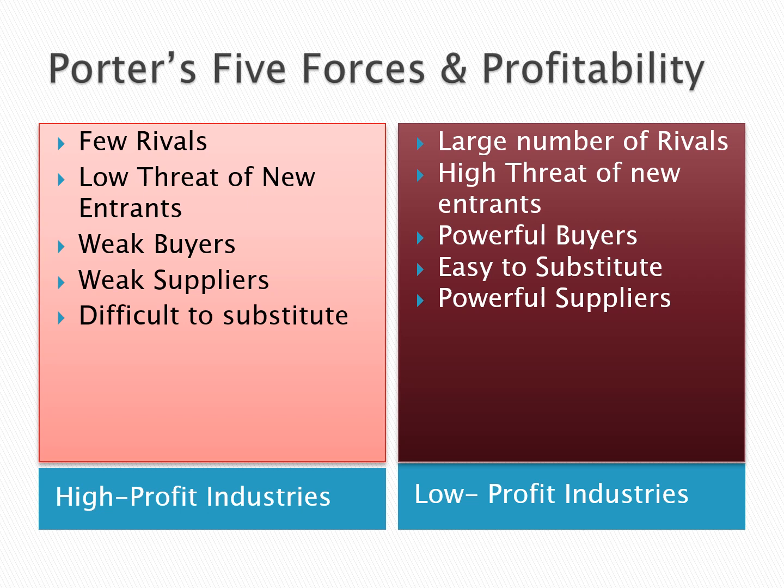As you can see, high profit industries will have few rivals, face low threat of new entrants, will have weak buyers, products will be difficult to substitute and weak suppliers. Low profit industries, on the other hand, will have opposite features of large number of rivals, will face high threats of new entrants, powerful buyers, products will be easy to substitute and powerful suppliers.